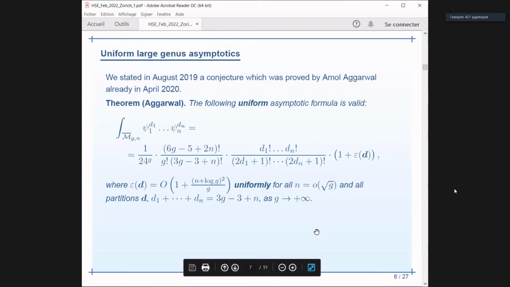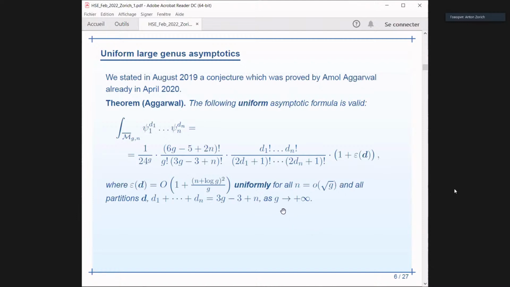Sorry, Anton. Yes? Can you be more precise? Because as g goes to infinity, we are unable to fix the d's, so that the sum is 3g minus 3 plus n. So how can this statement be made precise?